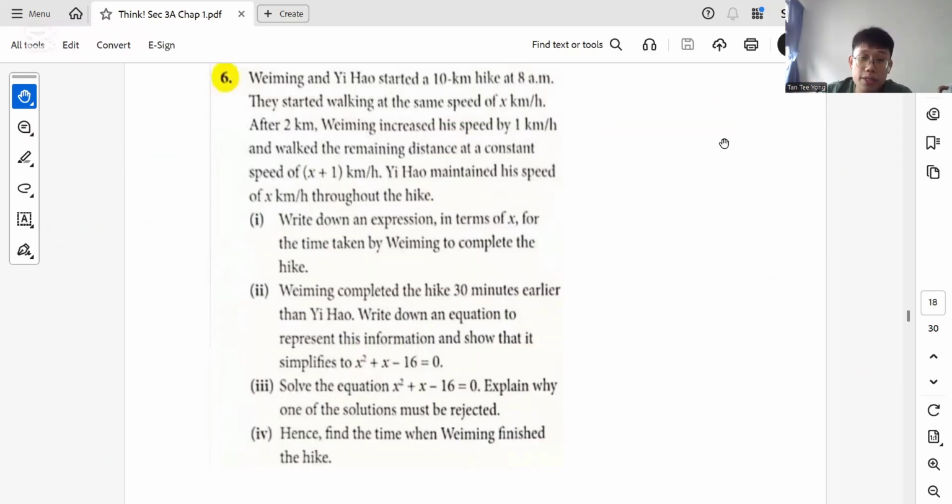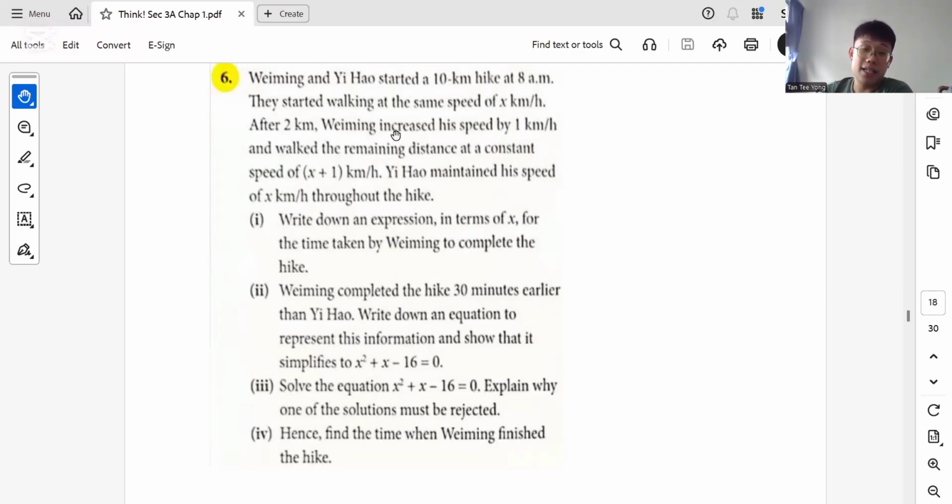Okay, let's go through question six together. Wei Ming and Yi Hao started a 10 km hike at 8 a.m. So they started the hike together, 10 km at 8 a.m. They started to walk at the same speed, x km per hour. After 2 km, Wei Ming increased his speed by 1 km per hour.